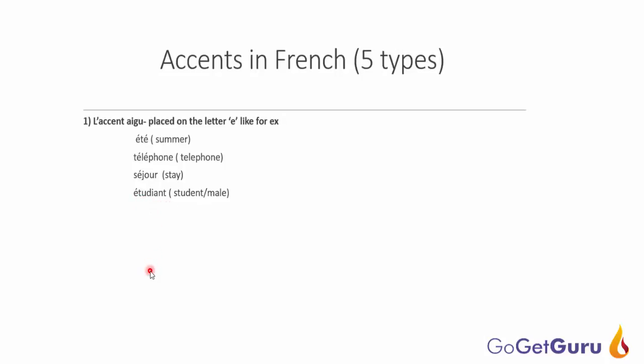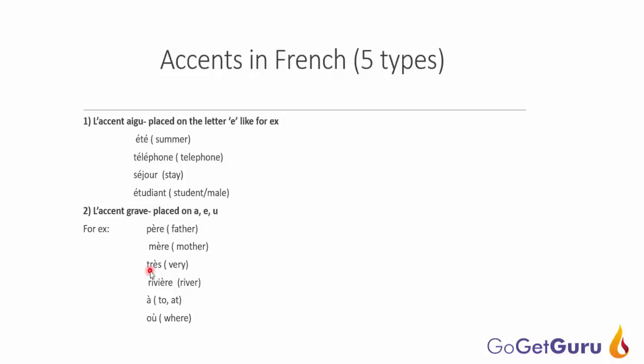The next accent is l'accent grave. It's placed on A, E and U. For example, accent grave is the opposite of accent aigu. You could see accent aigu goes from left to right. This one goes from right to left, totally the opposite of accent aigu. So it's called grave.